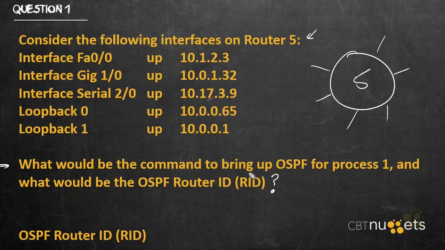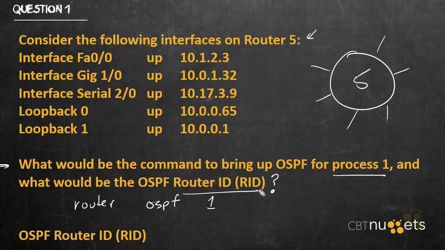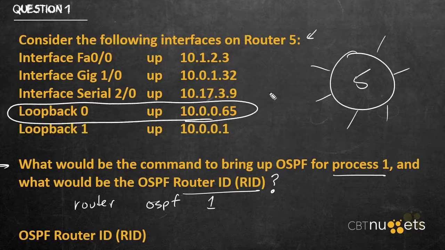So let's begin with the command to bring OSPF up. And that would be router space OSPF space and then the process ID. So we use a process ID of 1. And then it's asking, once that comes up, what's going to be the router ID? And regarding the router ID, if we went into router configuration mode and we configured it, that would be the router ID. If that's not present, it's the highest IP address on a loopback, which would be this bad boy right there. And if there were no loopbacks, it would be the highest IP address on any physical interface that was up at the time that OSPF was started. So in answer to this question, the router ID would be 10.0.0.65.